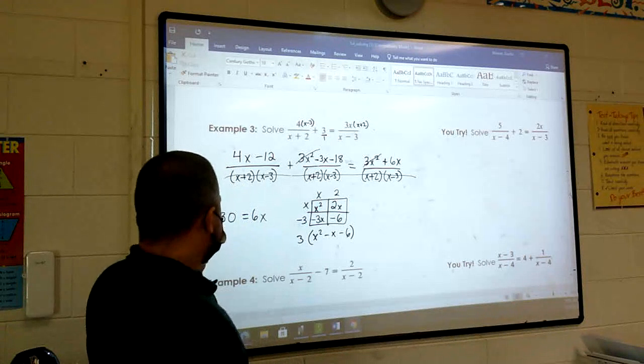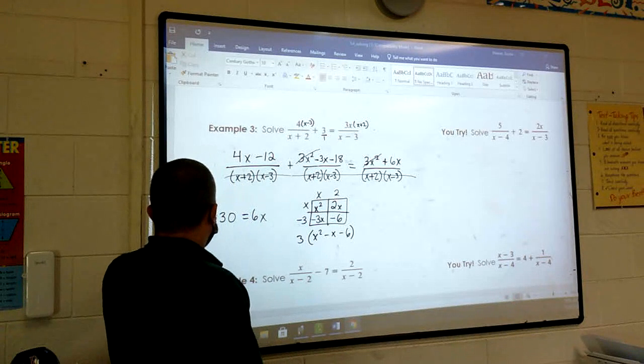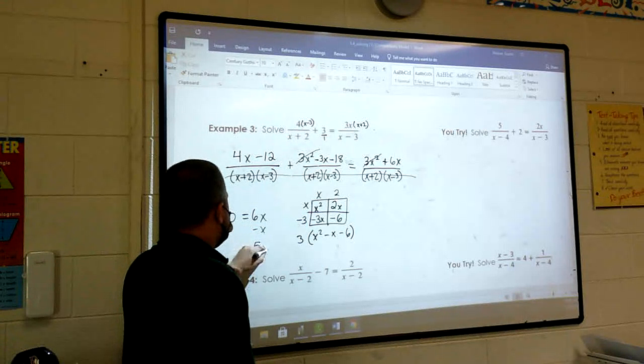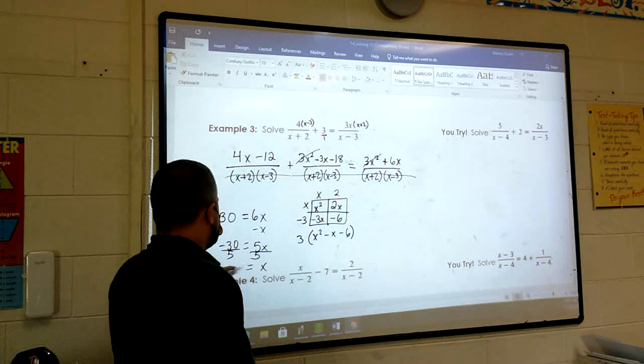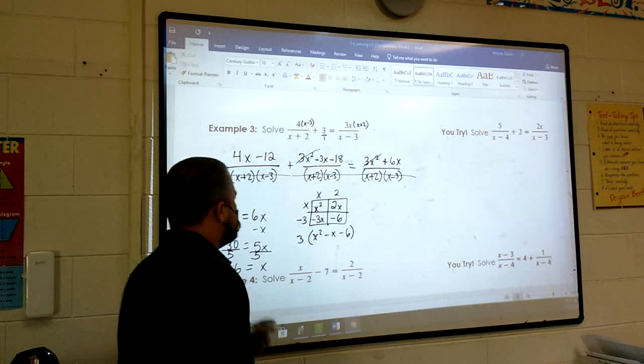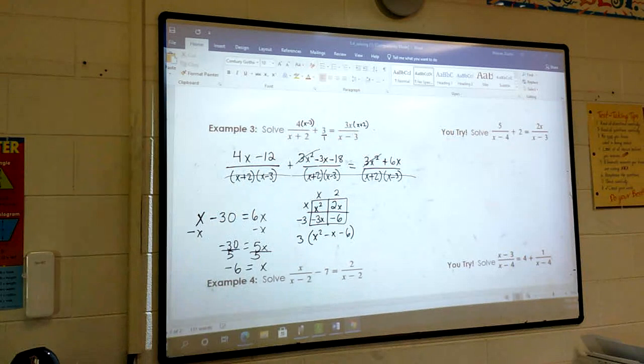So now we just got to move the x over. Subtract x. So we get 5x equals negative 30, and then we divide by 5. So x equals what? Negative 6. Yep. That looked like a long problem, but it helped us out there when we divided the x squares. Okay? So the reason we had to do the box method was because the 3 did not have anything in the denominator, and it needed the x plus 2 and the x minus 3.